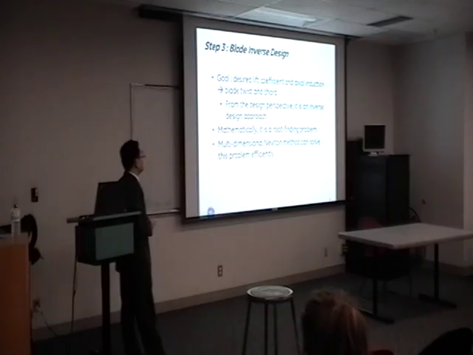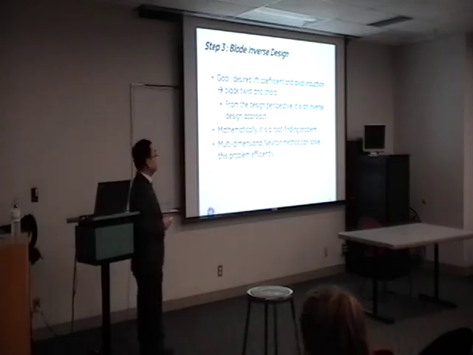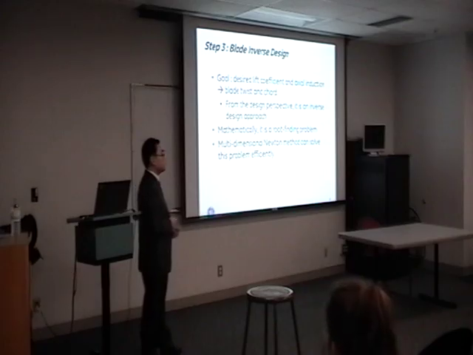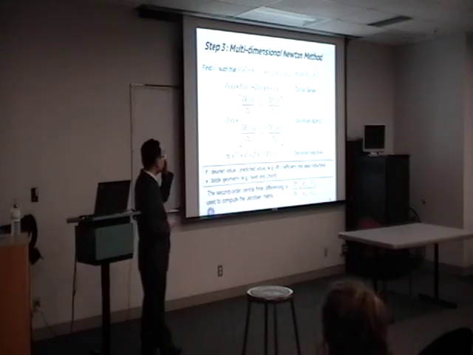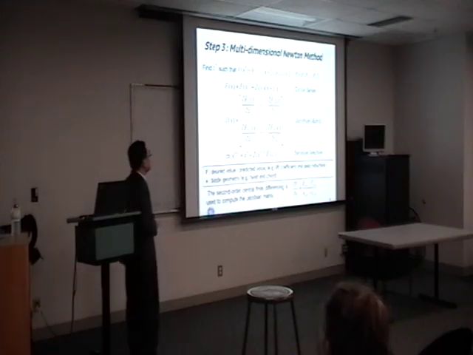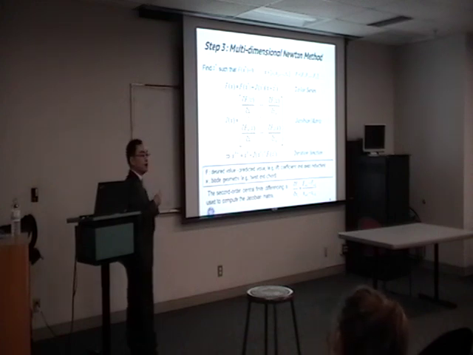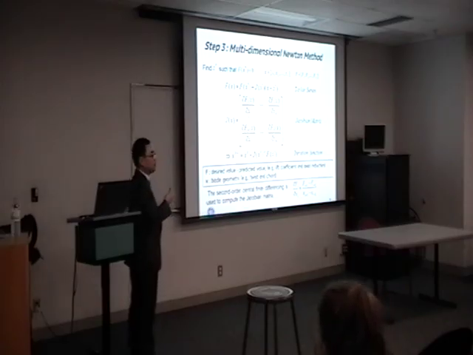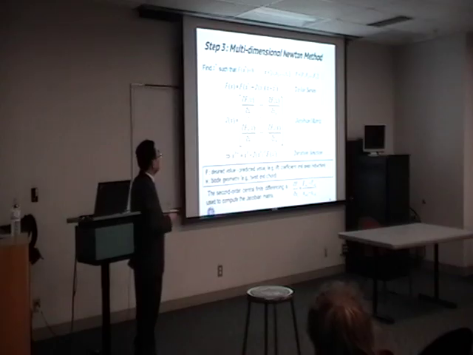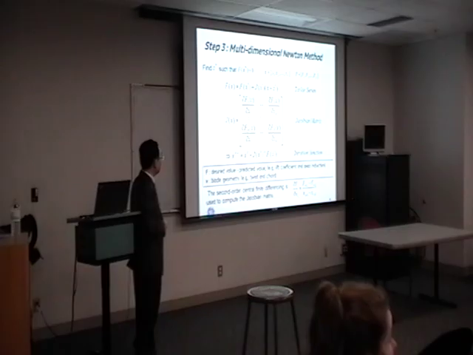So mathematically, this is a root finding problem, and the multidimensional Newton method works very well for this case. This is the multidimensional Newton method. The unknown is x, which is the blade twist and chord distribution as a function of the blade radius. And we want to find the x star, the solution, such that f becomes 0. This f is defined as the difference between the desired value and the predicted value.